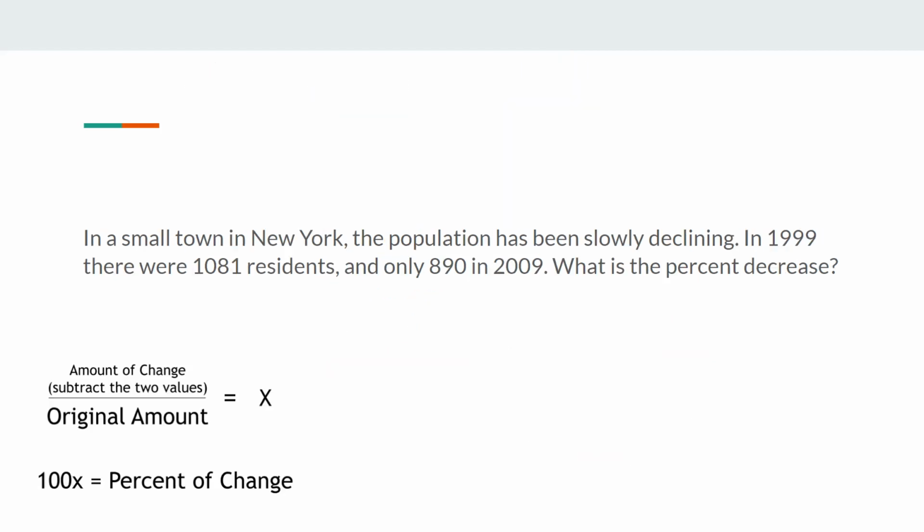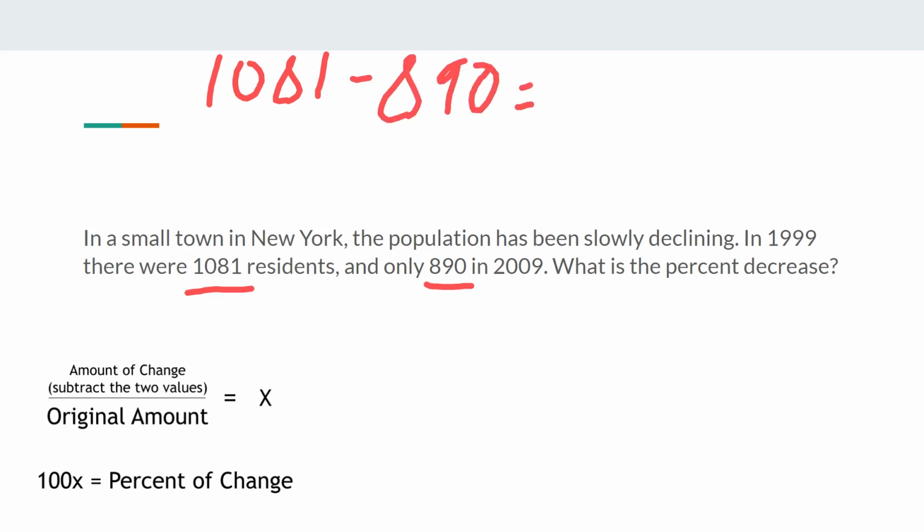Let's do this last one. It says, in a small town in New York, the population has been slowly declining. In 1999, there were 1,081 residents and only 890 in 2009. What is the percent decrease? All right, so let's do 1,081 minus 890. I got to learn how to write these eights because this is getting ridiculous. All right, so 1,081 minus 890, and that gives me 191. I'm going to divide that by the original amount.